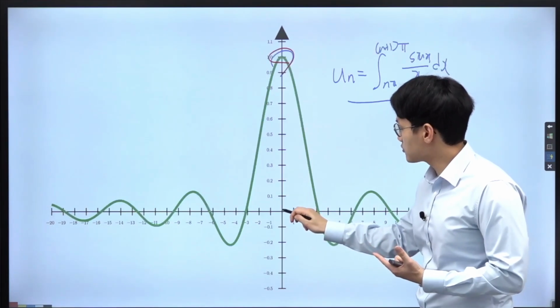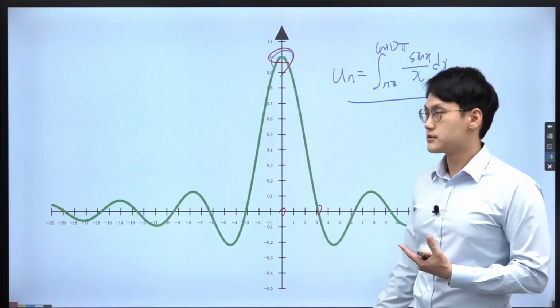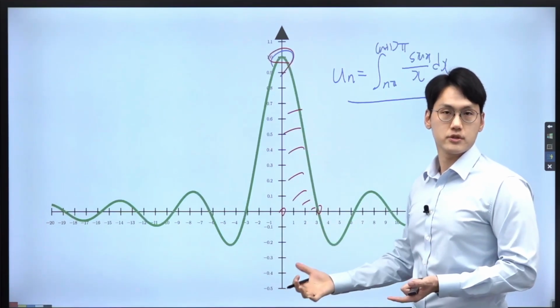All right, so if I try to go for 0 to pi, for example, when n is equal to 0, my area here is going to be above the x-axis, which is going to be positive.